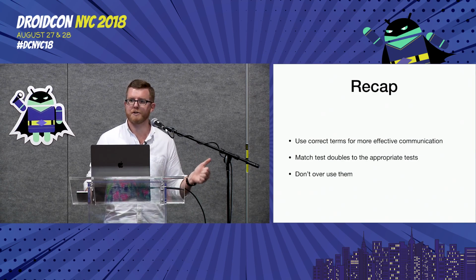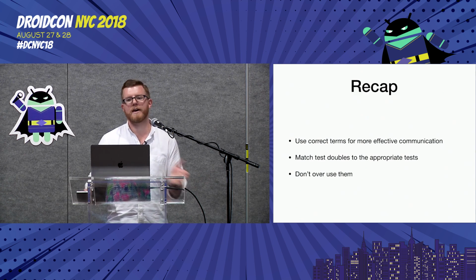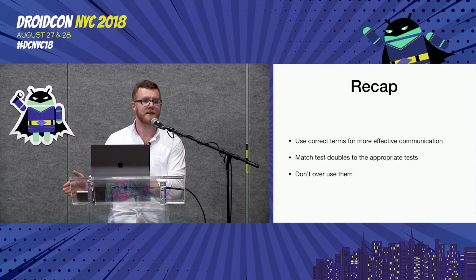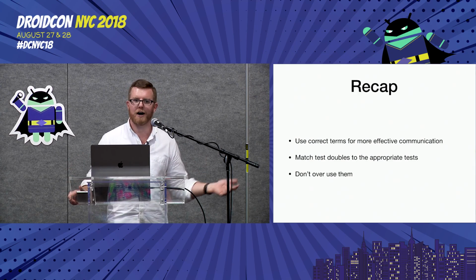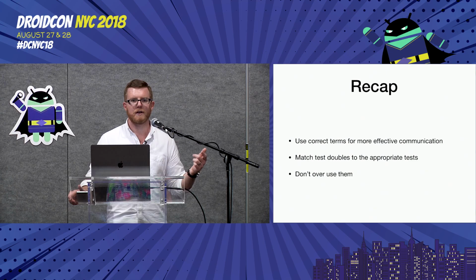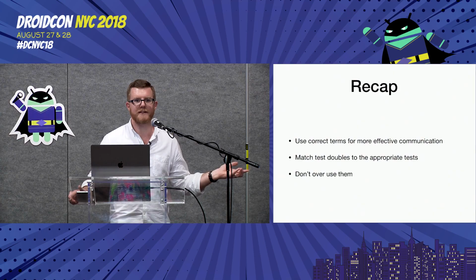Also, be sure to match your test doubles to the appropriate tests. Don't use a fake in a unit test because that doesn't make a whole lot of sense. This is more of a concern when you get into the integration and end-to-end tests, particularly the end-to-end tests, just because if you start using a lot of mock objects in your end-to-end test, then I'm willing to bet money you're not actually testing what you think you're testing. You might as well just call it an integration test at that point and be done with it.